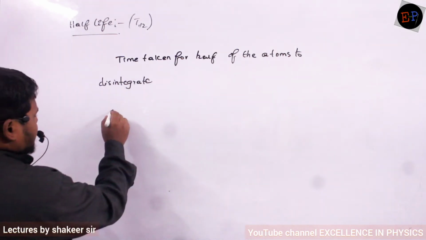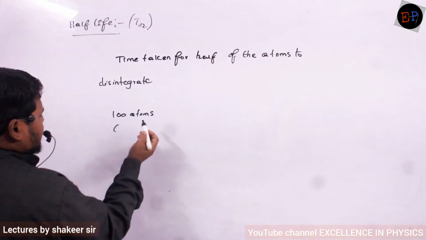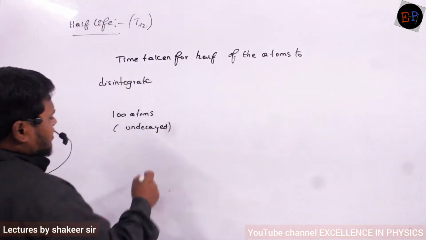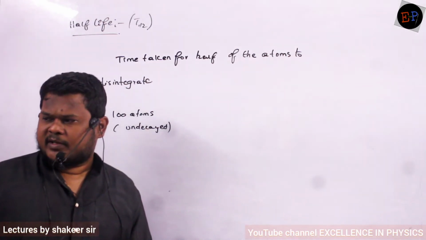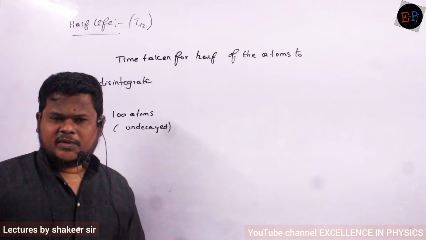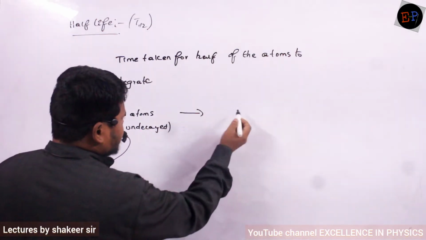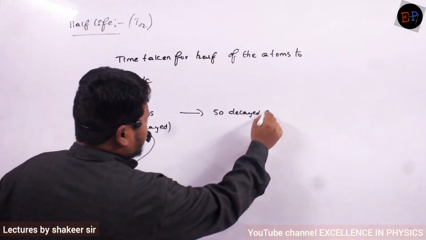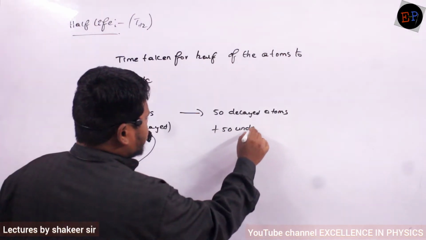Let us see. For example, we have 100 atoms present which are undecayed. Undecayed means they have not emitted alpha, they have not emitted beta, or they have not emitted gamma also. That is called undecayed. And next, these 100 atoms should convert into 50 decayed atoms plus 50 undecayed atoms.